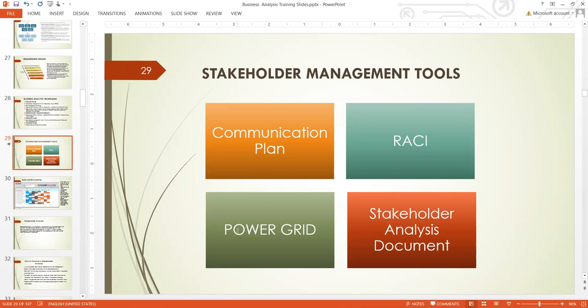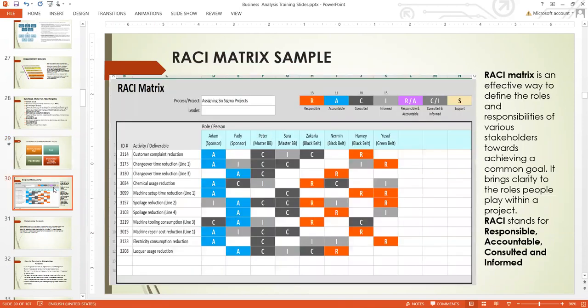So let's look at the RACI matrix once more, as we discussed earlier within the other module. The RACI matrix is an effective way to define roles and responsibilities of various stakeholders towards achieving a common goal. It brings clarity to the roles people play within the project. RACI stands for Responsible, Accountable, Consulted, and Informed.